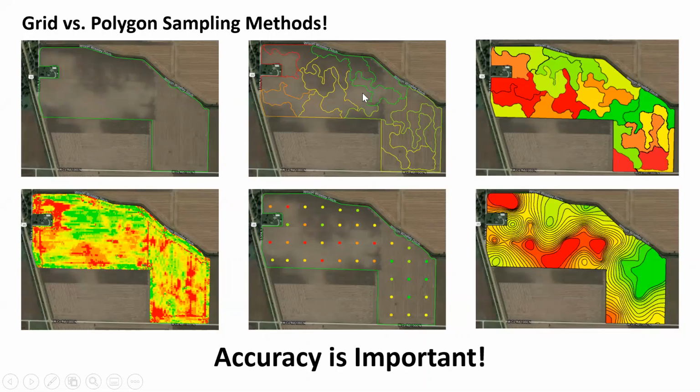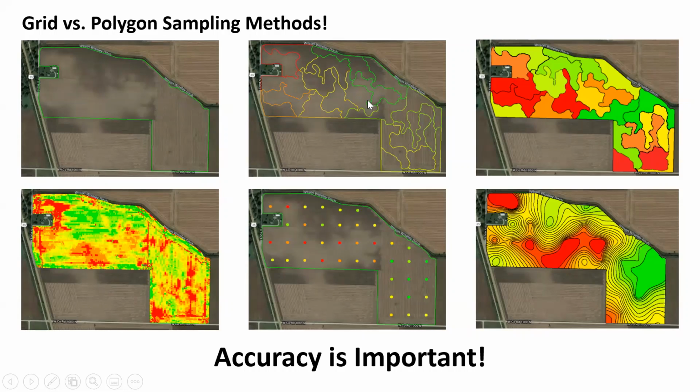Now, polygon sampling, I believe these are 5 acre zones. So it's actually going to cost less than the 2.5 acre grid, because the amount of soil going to the lab is half, and the time in the field sampling will be a little bit quicker, but basically it would be a wash.